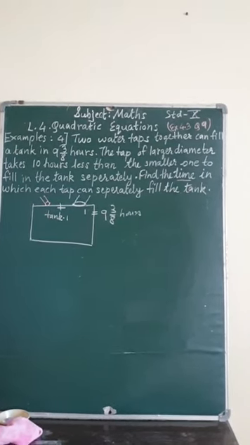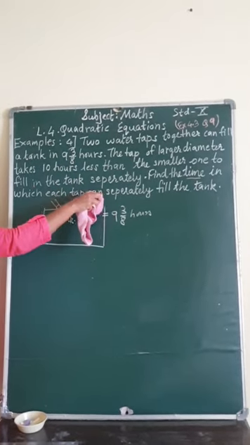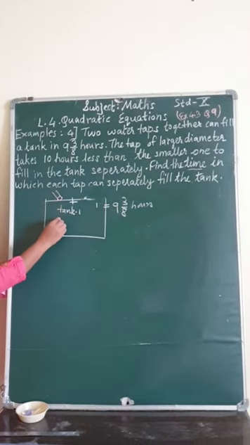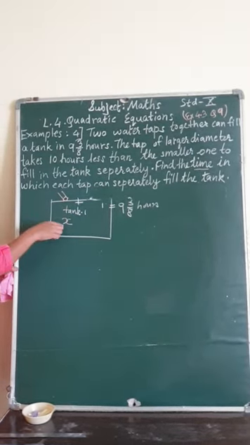Now if this tank is filled by a smaller tap, how much time will it take? Suppose let it be x hours. So it means in x hours, this whole tank will be filled by a smaller tap, or tap with smaller diameter.